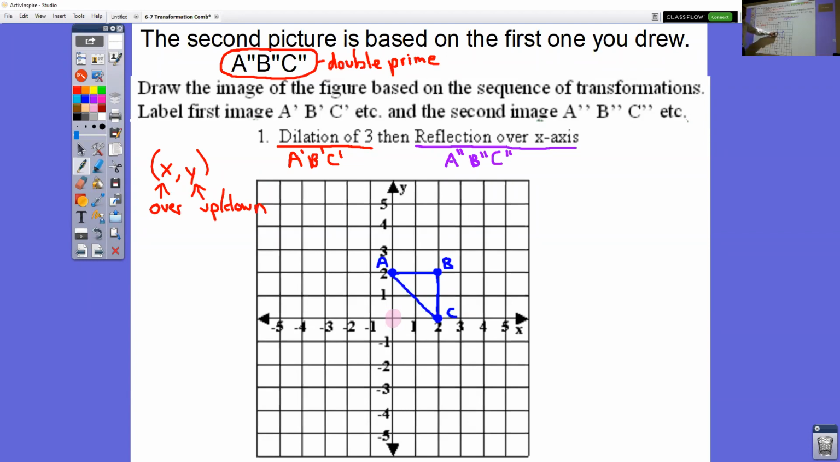So A, where is A really at? A is over 0, up to 2. So A is really 0, 2. B is really over to 2, up to 2.